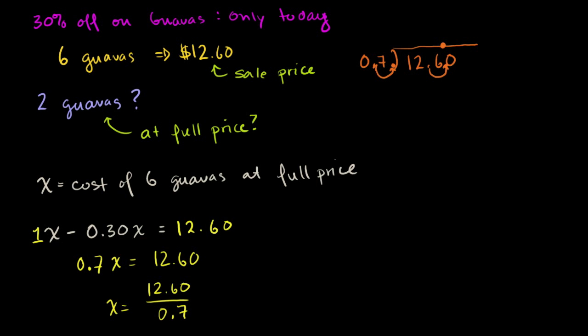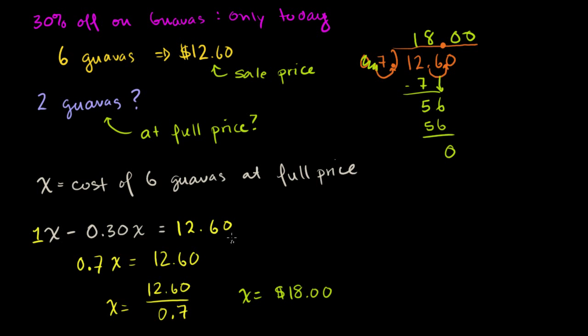And we're ready to just do straight up long division. So this is now a 7, not a 0.7. 7 goes into 12 one time. 1 times 7 is 7. 12 minus 7 is 5. Bring down the 6. 7 goes into 56 8 times. 8 times 7 is 56. And then we have no remainder. So it's 18, and there's nothing behind the decimal point. So in our case, $18. So x is equal to $18.